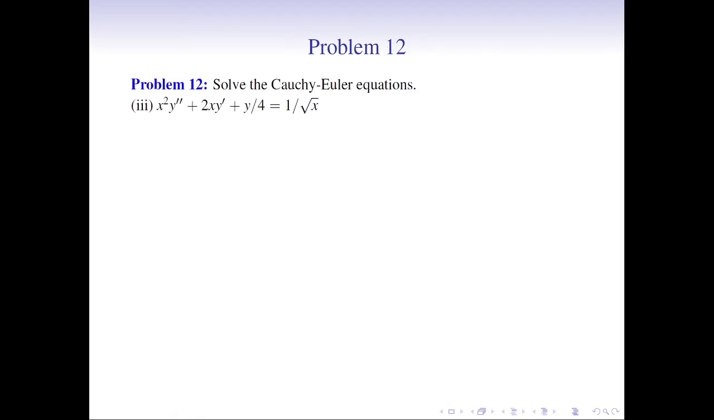Next, let's move on to the last problem for this tutorial. So here we have to solve the Cauchy-Euler equation, x square y double prime plus 2x y prime plus y by 4 is equal to 1 by root x. Here you see that this equation appears weird in the sense that it does not have constant coefficients.